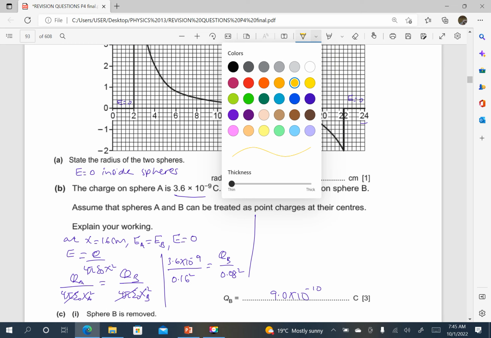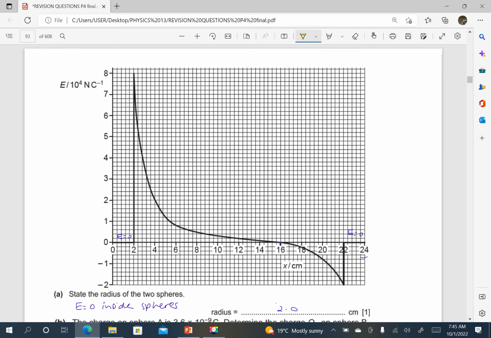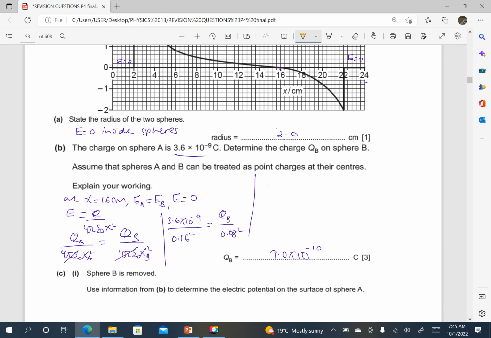So on the surface of sphere A, the value of E is 8.0 times 10 power 4. So we can say 8.0 times 10 power 4 is equal to Q, which is 3.6. No, but I just need to use this one alone. Let me use this one alone.